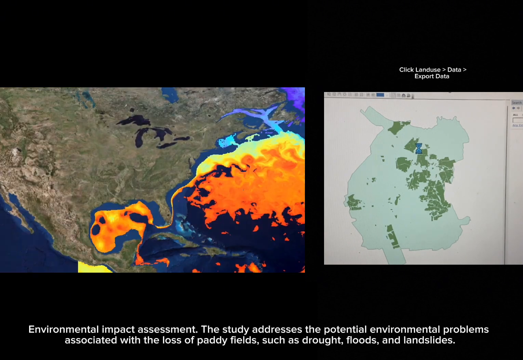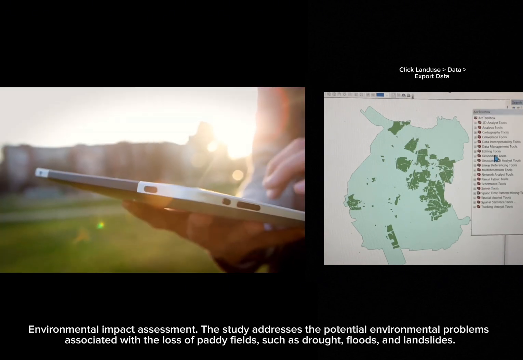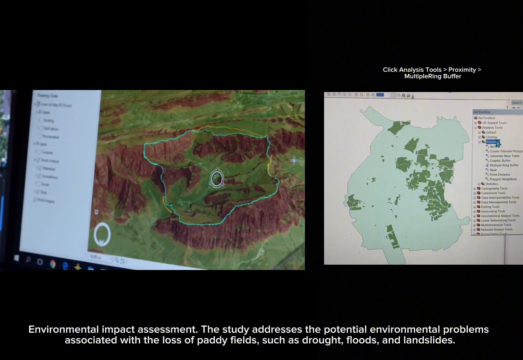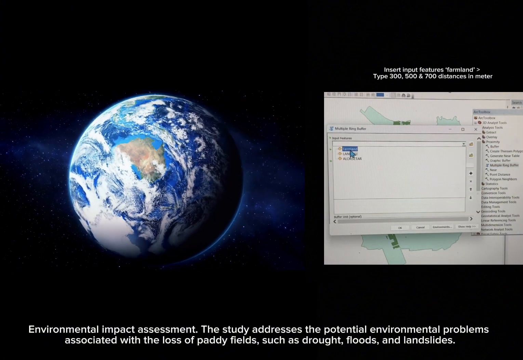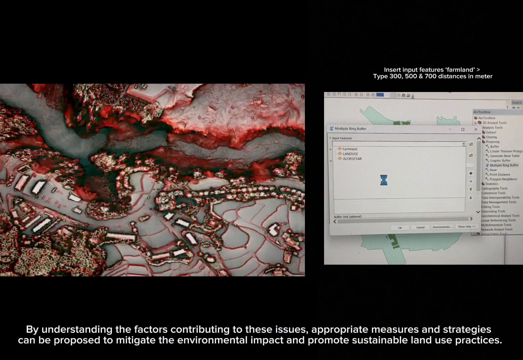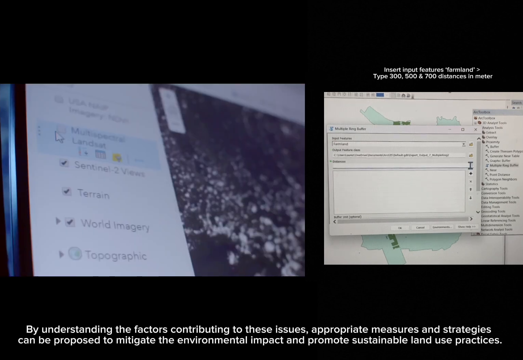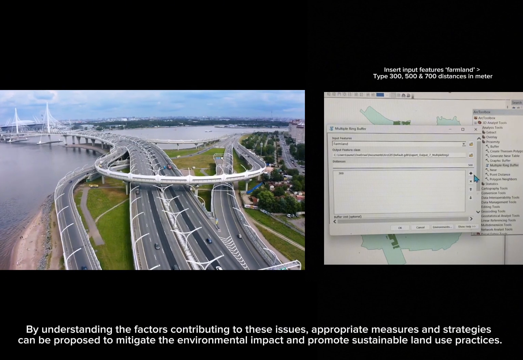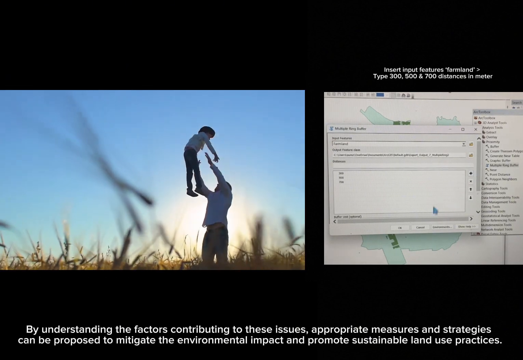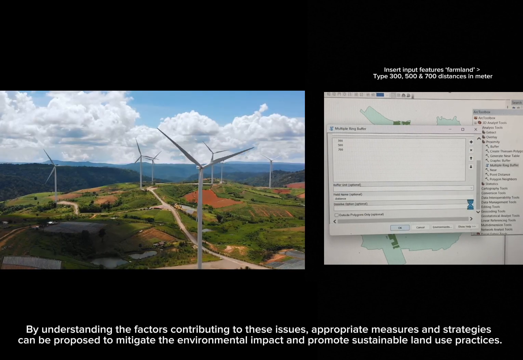Environmental impact assessment. The study addressed the potential environmental problems associated with the loss of paddy fields, such as drought, floods, and landslides. By understanding the factors contributing to these issues, appropriate measures and strategies can be proposed to mitigate the environmental impact and promote sustainable land use practices.